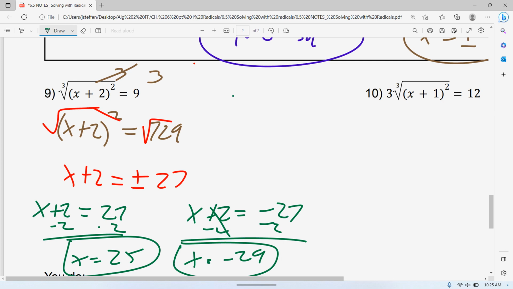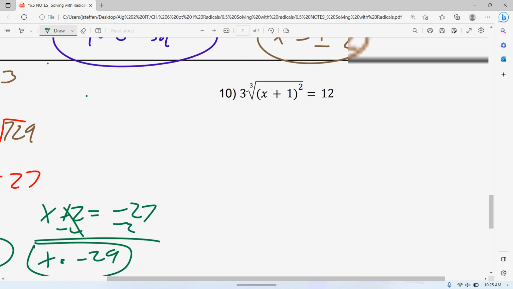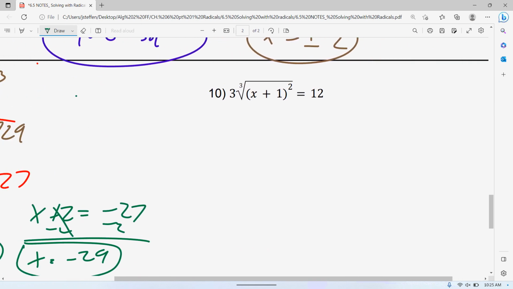I have to take the square root of both sides. When you cancel out an exponent, you need to make sure you have the plus and minus option. Number 10, same thing. Radical by itself, so divide by 3. So at the third root of x plus 1.